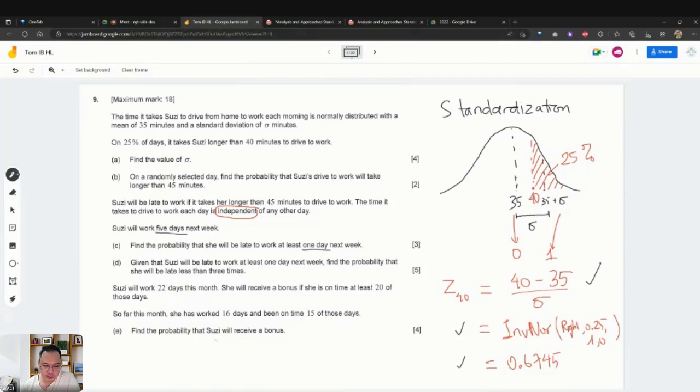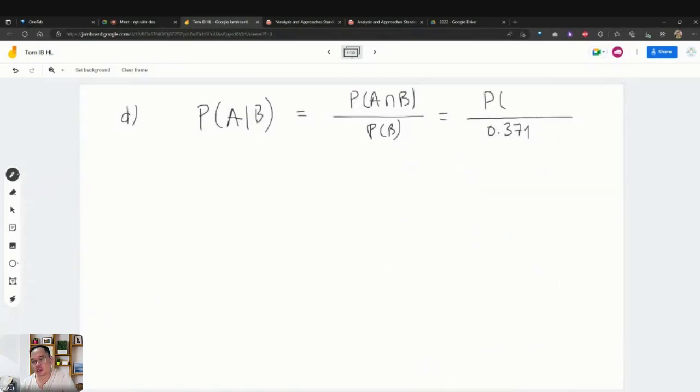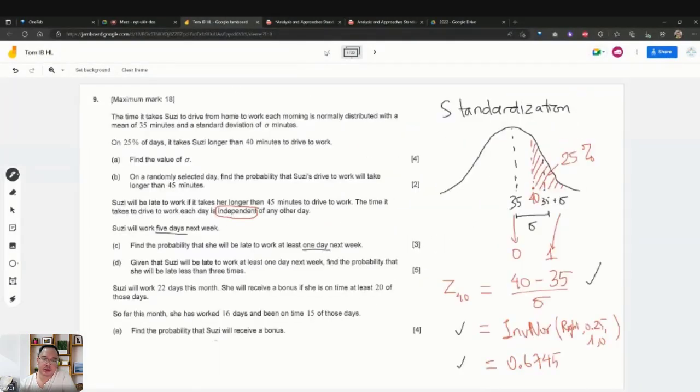Given that she will be late for work at least one day next week, she will be late less than 3 times. Okay, less than 3 times, meaning 2 times is the most. The probability at the bottom here is the probability of A and B. Okay, given that, I'm still confused whether we need to use the conditional probability or just the normal probability. But it's 5 marks, so I think it's conditional: given that she is late at least one day next week.